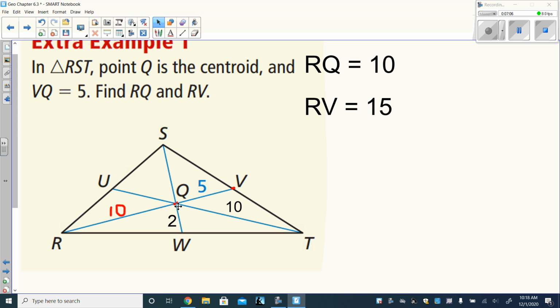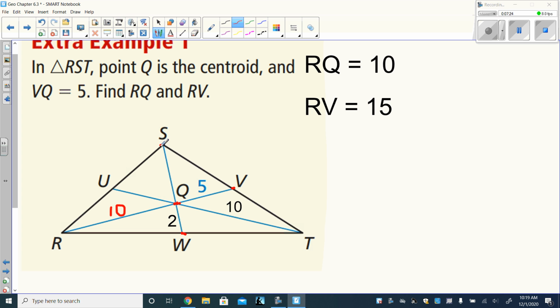Now, let's look at the other ones. Now, this one here, they gave me QW. They told me QW, from Q to W, is 2, and that's the smaller length. And the reason I know it's the smaller length is because it goes from the middle, the centroid, to the side. And the centroid to the side is the smaller length.